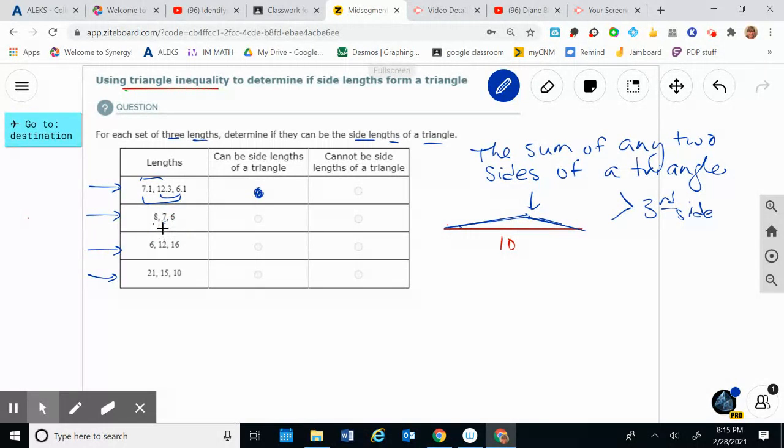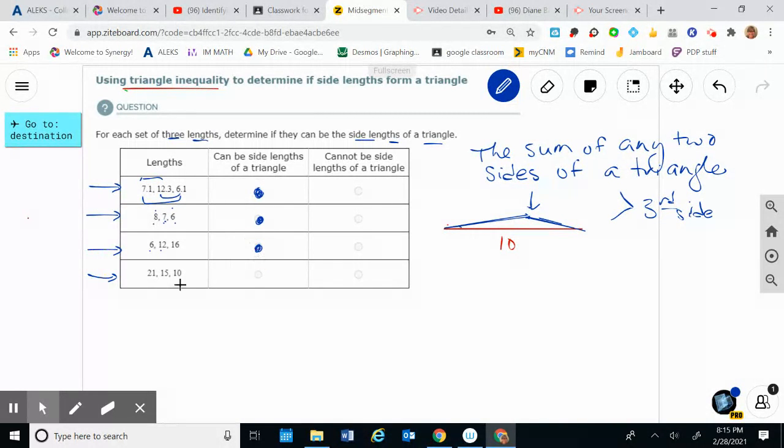Okay, 8 and 7 is 15. 15 is greater than 6. 7 and 6 is 13. 13 is greater than 8. 8 and 6 is 14. 14 is greater than 7. So this one works. So again, pick any 2 sides and make sure that they are greater than the third. So 6 and 12 are the 2 smallest sides, and they are greater. The sum is 18, which is greater than 16. So the other 2 work.